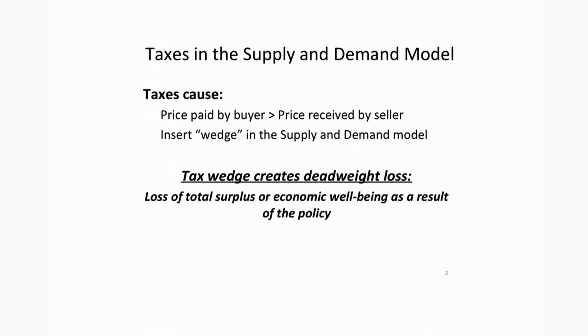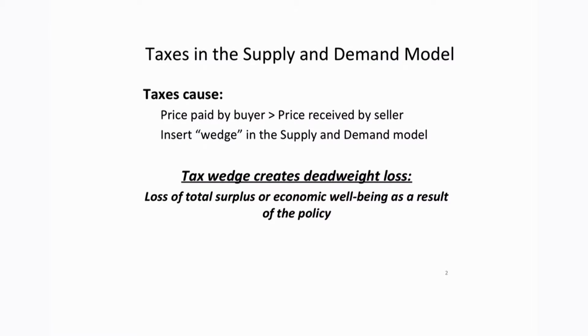To start off with, taxation, and here specifically we will be talking about sales taxes, imposes a distortion in the supply and demand model. By imposing a tax on the supply and demand model in the goods and services market, what we observe is that the tax creates a wedge between the price paid by the buyer and the price received by the seller, so that the price paid by the buyer is higher than the equilibrium price, and the price received by the seller is lower than the equilibrium price.